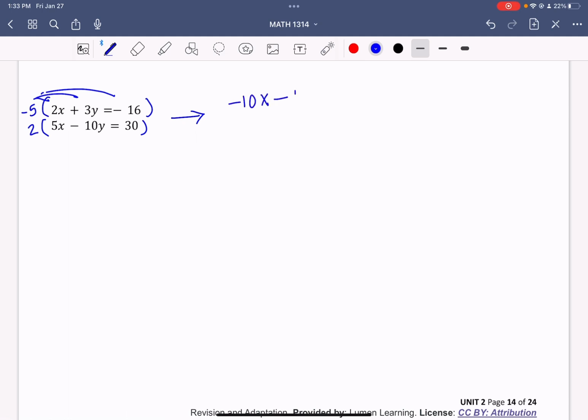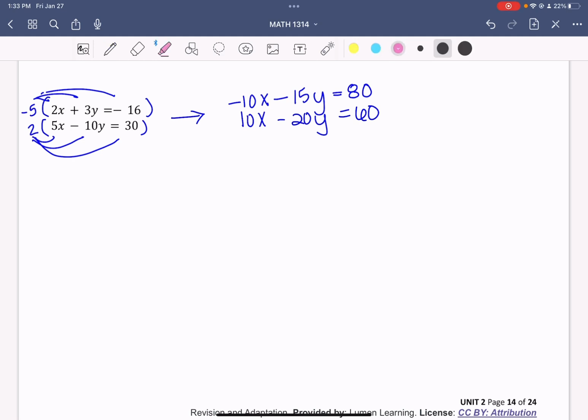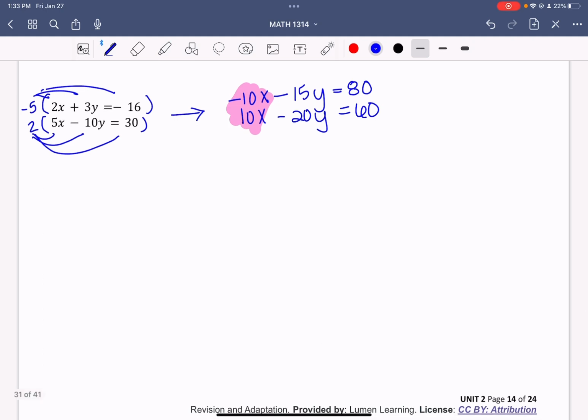So distribute that negative 5 gives me negative 10x minus 15y equal to positive 80. Really amps things up. Distribute this 2. I have 10x minus 20y equal to 60. Really big numbers, but look, I now have opposites. And again, you could have done the same thing with y's. I do the x's only because they're out front. Now I can add those two together. So this cancels. That's my intention. That gives me negative 35y equal to 140.